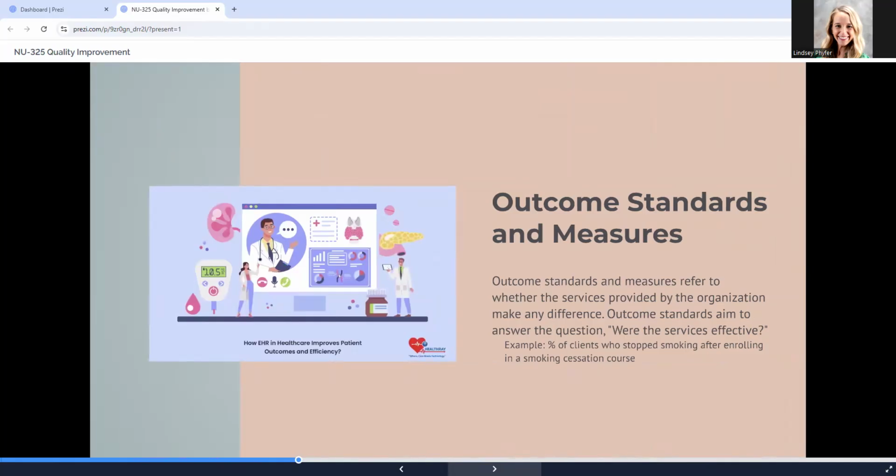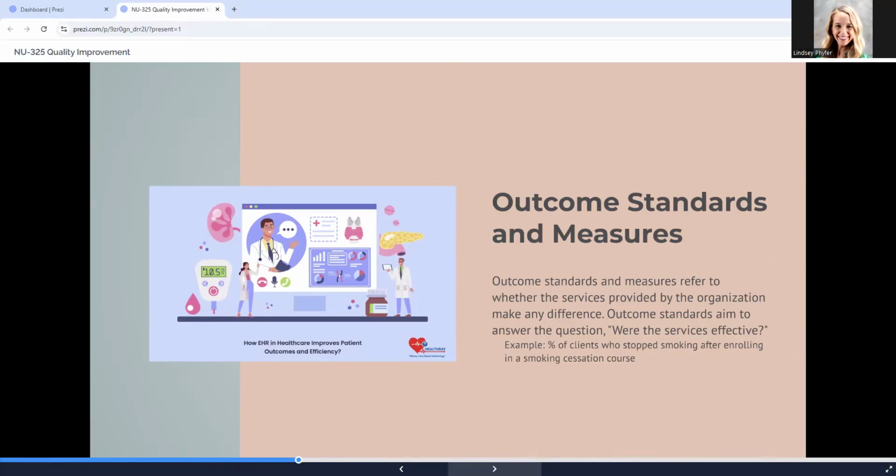And last but certainly not least are outcome standards and measures. So outcome standards and measures refer to whether the services provided by the organization make any difference. So outcome standards basically aim to answer the question, were the services that were provided effective?